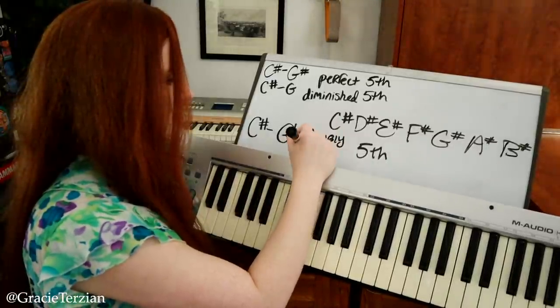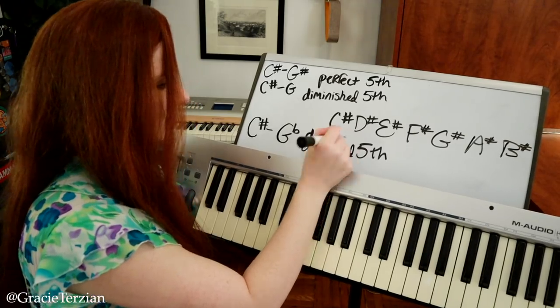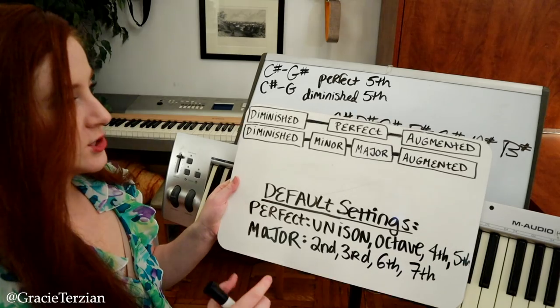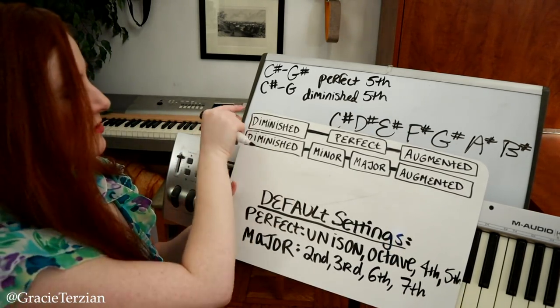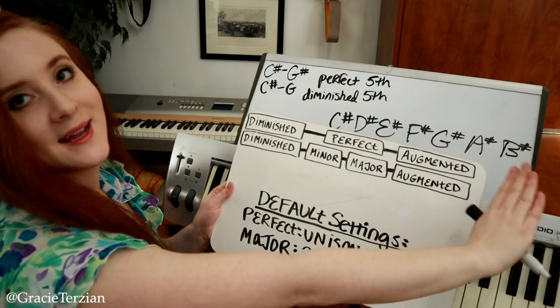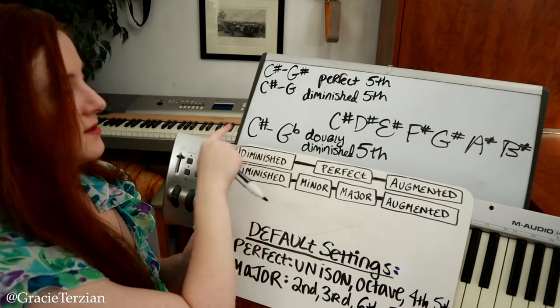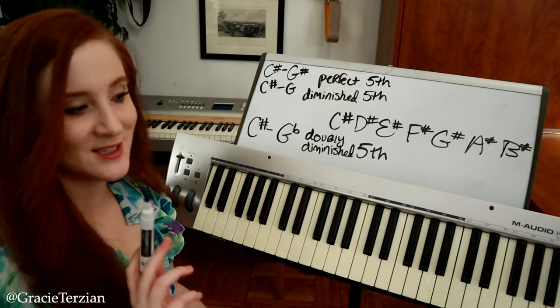Doubly diminished. Just like that, right? So remember, as I said, with our chart, we have these extra boxes that I didn't draw off to the side, but there's a doubly diminished over there and doubly augmented there. So see, we move from perfect to diminished and then to doubly diminished. Cool? So C sharp to G flat, doubly diminished fifth.